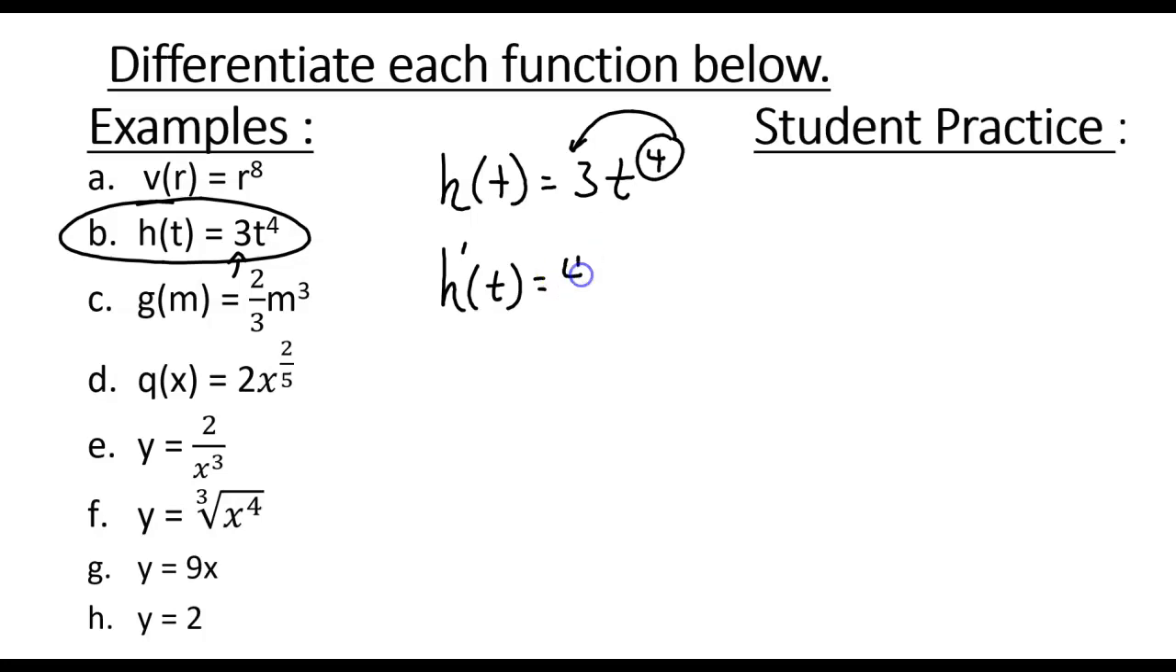So I'm going to take my 4, and I'm going to multiply it to the front. And then we take 1 off of the power. So multiply the power to the front, and then take 1 off of the power, and you get this: 4 times 3, which is 12t cubed. And there's my derivative. This is a formula that will tell me the slope of this function at any given point.